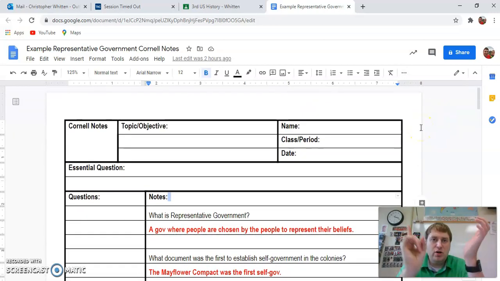So make sure, number one, you turn in a warm up. Number two, that you start the notes. Do not turn in the notes.